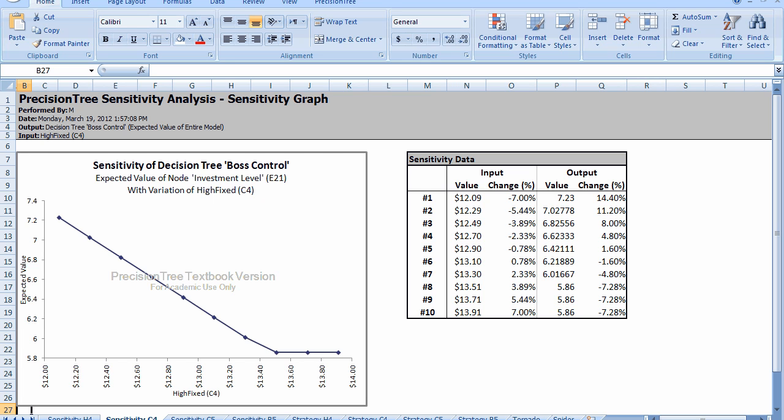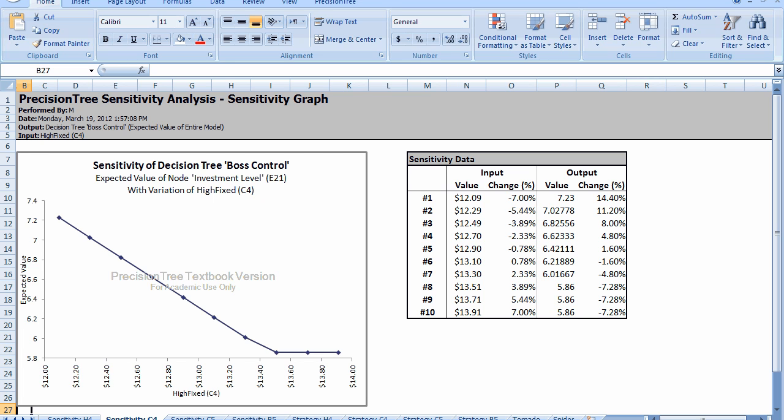Notice that between 13.4 and 13.6, it's strictly linear. In the table, you'll see it goes from 12.09 to 12.29, and in the right-hand column, the output value went from 7.23 expected value to 7.027, then to 6.82, then to 6.62. It's about 0.2, or $200,000 impact, for every 0.2 change in the investment cost, and that makes sense. It should be strictly linear. Every dollar increase in investment costs is taken directly off of the ultimate expected value.